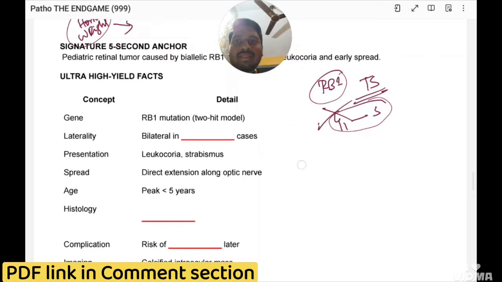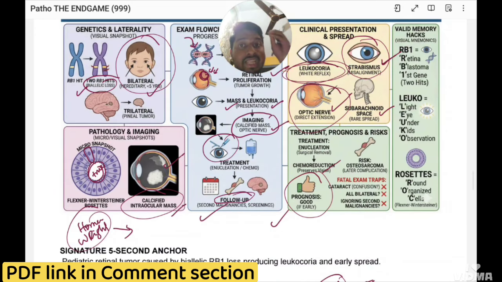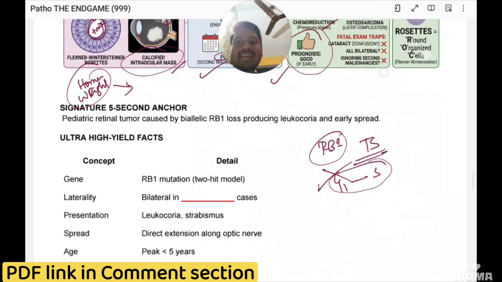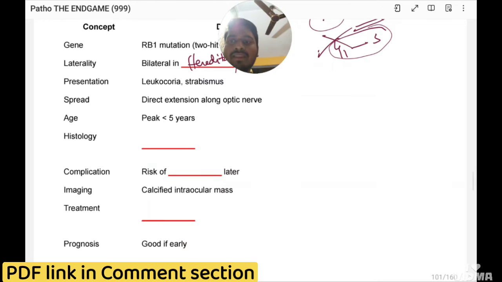One more important thing which I wanted to tell you is it can be bilateral. In case of hereditary retinoblastoma, if there is already genetic association, there is only one hit that is required. That is in genetic cases. So in those cases, both eyes will be affected, and it can lead to bilateral retinoblastoma. If this bilateral retinoblastoma is associated with a pineal tumor also, in the brain, then it is known as trilateral retinoblastoma. So bilateral is seen in hereditary cases. Hereditary, there is some genetic mutation in the RB1 gene.